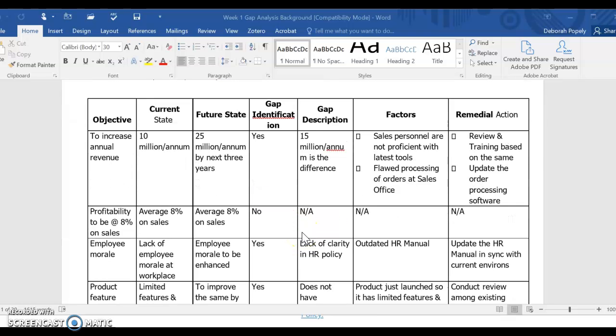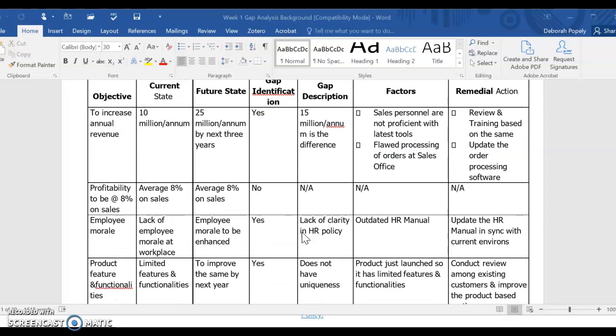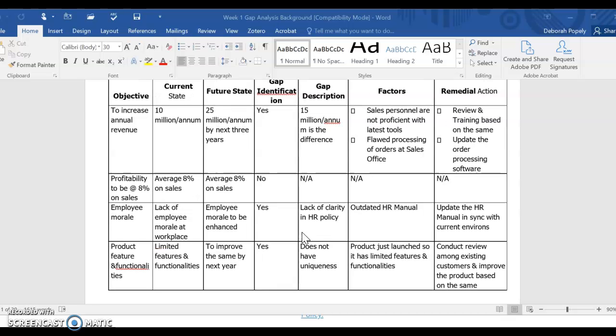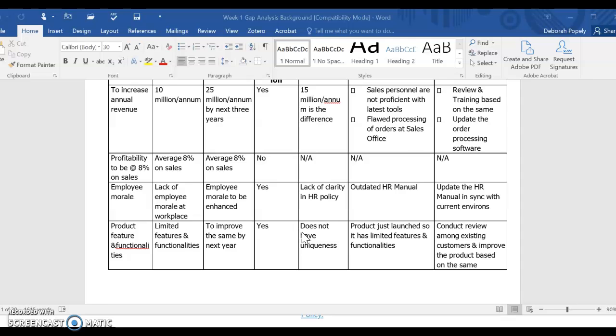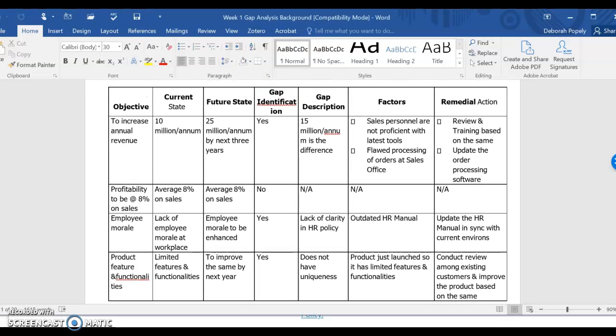Let me show you an example here of a completed chart. This will give you maybe a better idea how you will go about your project. I'm going to move this up just a little. Here we go. So what's the current state? You can see that right here. We're at 10 million in revenue. The future state, we want to be at 25 million per year in 3 years. It's good to have a time frame.